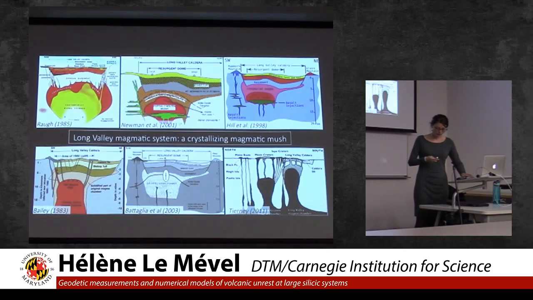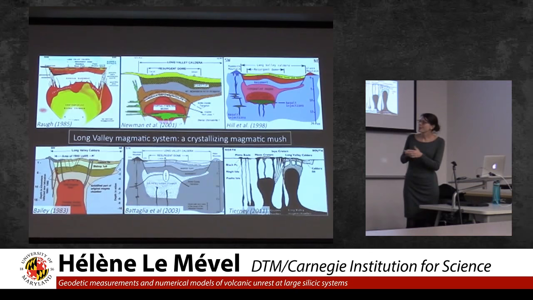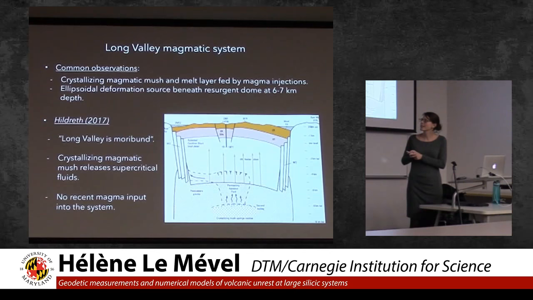Before I introduce the model, here I put together different schematic cross-sections found in many different papers. The general idea about what it looks like beneath Long Valley would be a partially molten magma chamber, usually shown in red or in yellow. Around it would be some already crystallized or partially crystallized magma. Most importantly, feeding this magma chamber, people consider that there are new magma injections, more mafic, more basaltic, coming from depth. So the common observation is a crystallizing magmatic mush and a melt layer fed by magma injections.